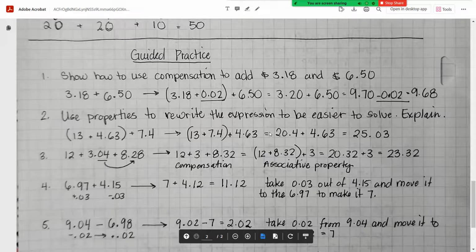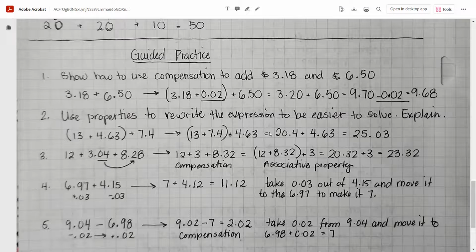So if you're looking at this like money, if it was $20.04 and 40 cents plus $4.63, we know the 40 plus the 63 is going to give us $1.03. Plus that 20 is $21.03. Plus that 4 is $25.03.